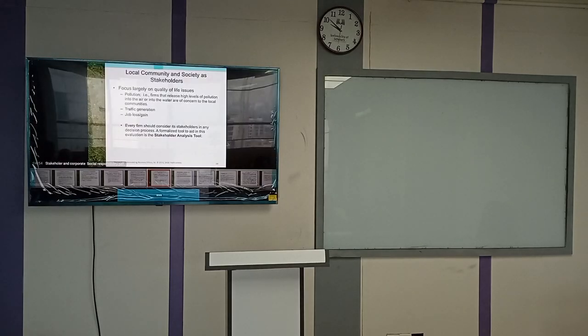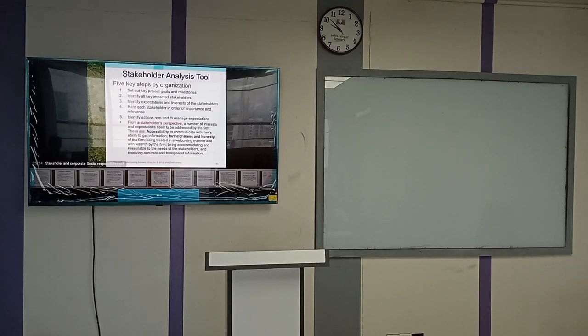Local community society as a stakeholder: the firm is being treated in a welcoming manner, being warm, being accommodating and reasonable to the needs of the stakeholder, and then receiving accurate, transparent information.